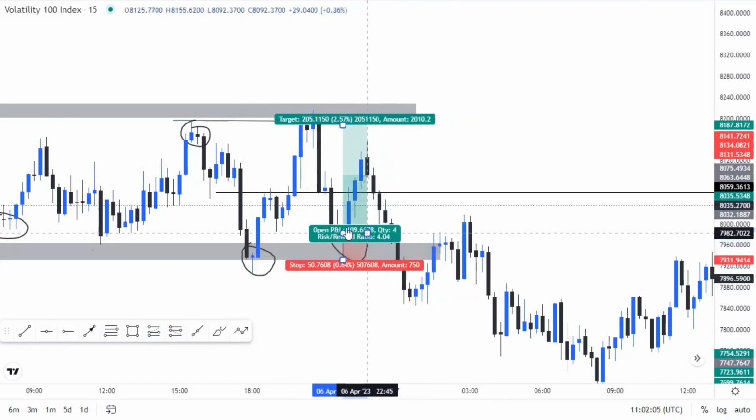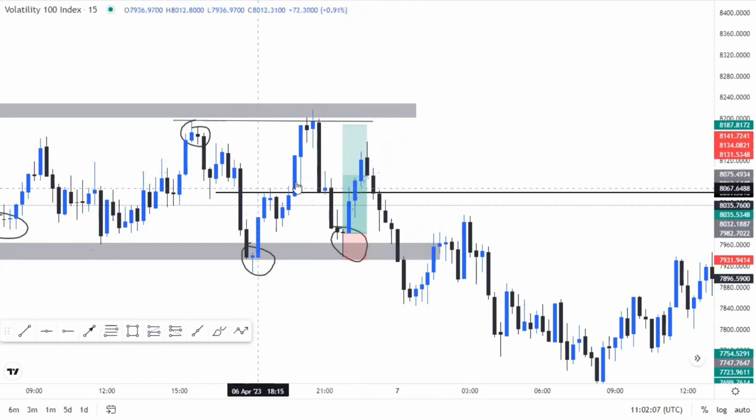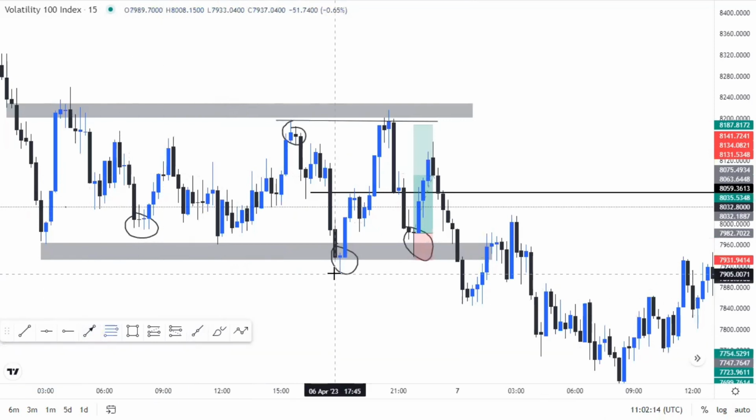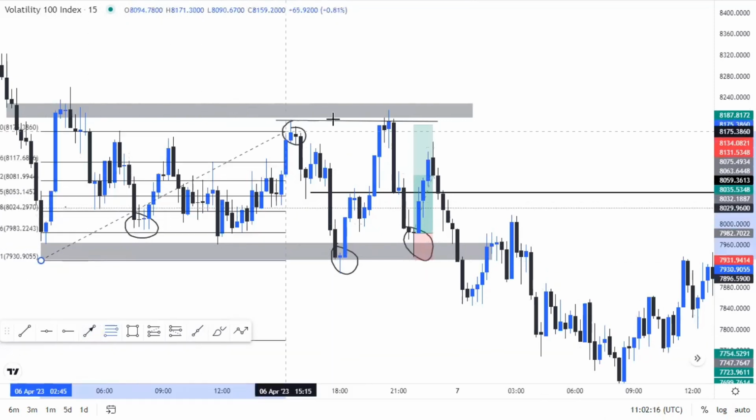It's absolutely cool. So as I said, at the midpoint, you take your partials. You just have to determine the midpoint. You can use the Fibonacci to actually determine that. You take from the low to the high.